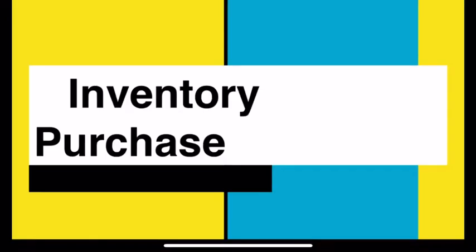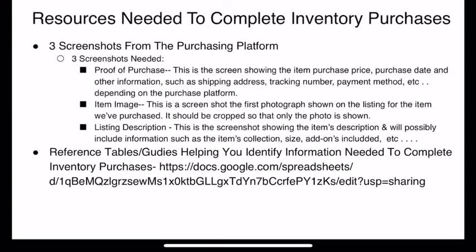And so this video is going to cover how to complete the inventory purchases workflow in GoCanvas. That's that first form that I was telling you about where we record all the details of the inventory items that we've purchased. Now, before we talk about the form specifically, you need to know that there are two basic types of resources that you're going to need always to complete the inventory purchases form.